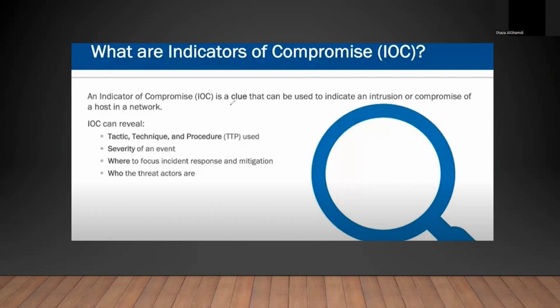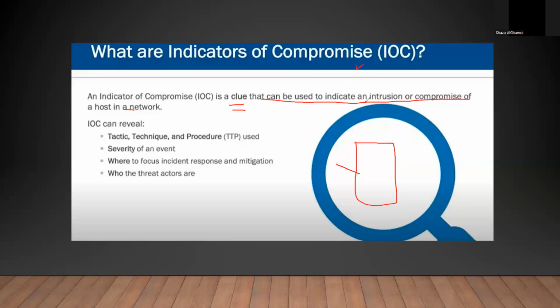It's saying in a very simple way that it's a clue, or evidence, that can be used to indicate an intrusion or a compromise of a host in a network. So what are they saying? There is a clue, there is evidence, there is a log coming from one system that can indicate there is an intrusion in the system. This is the very early beginning of it.